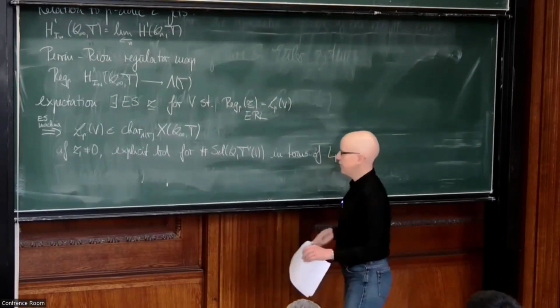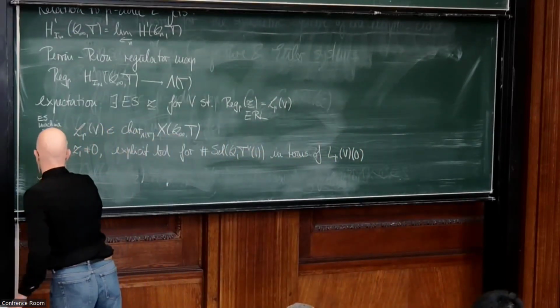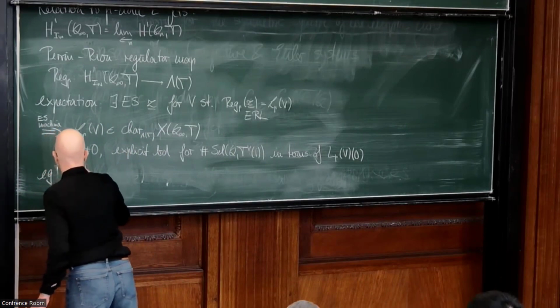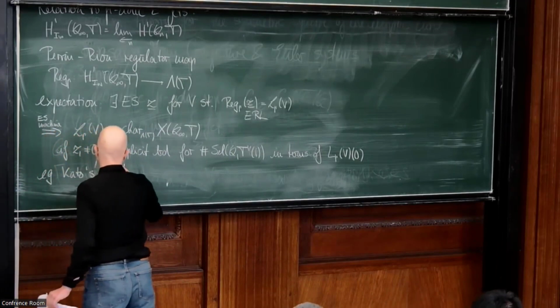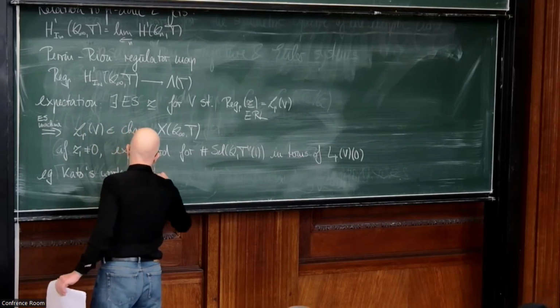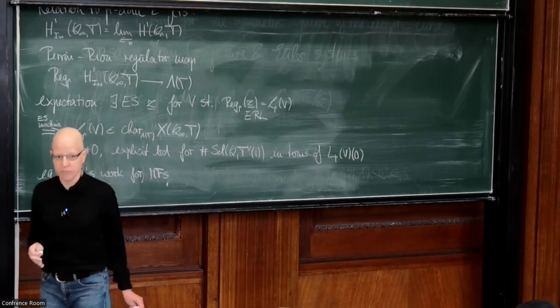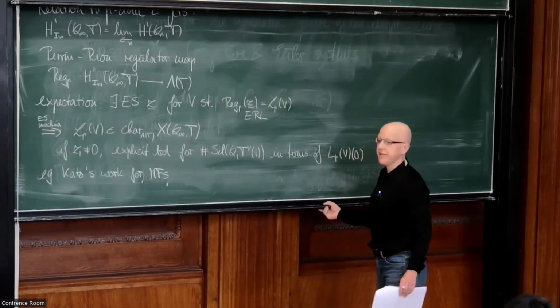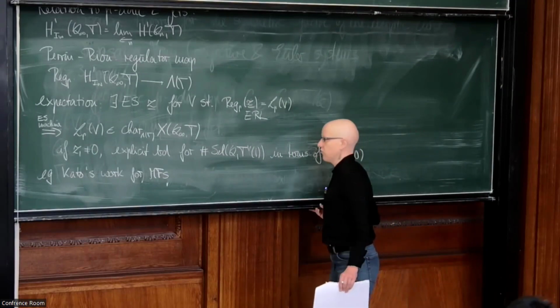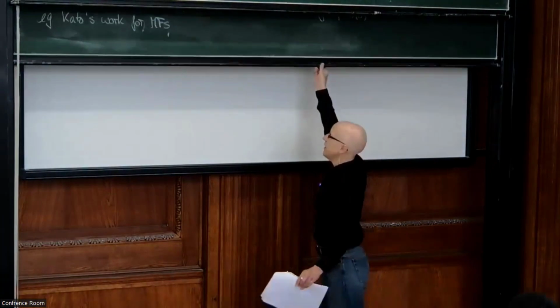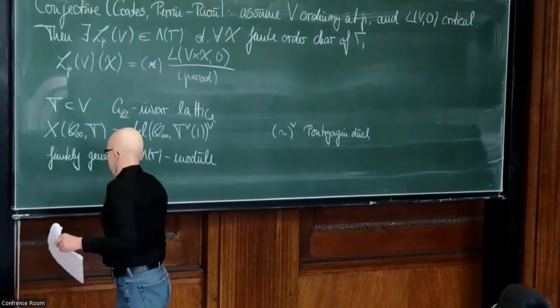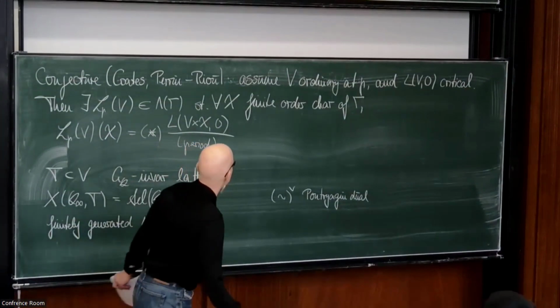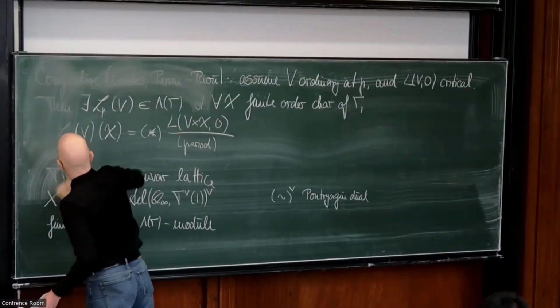One example of this is Kato's work for modular forms. He constructed an Euler system and proved an explicit reciprocity law when the representation is just the p-adic representation attached to a modular form. Okay, so this is a general setup. Now I want to specialize to a p-adic representation arising from an elliptic curve.